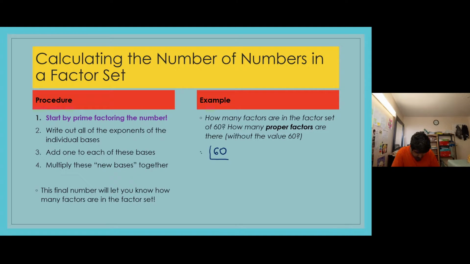So I have here my 2. We know this gives us a 30. Another 2 would give us 15. And 15 we know is not prime. It's just going to be 3 times 5. Another 5 out here with a 1. So that means that 60 is equal to 2 squared times 3 times 5.